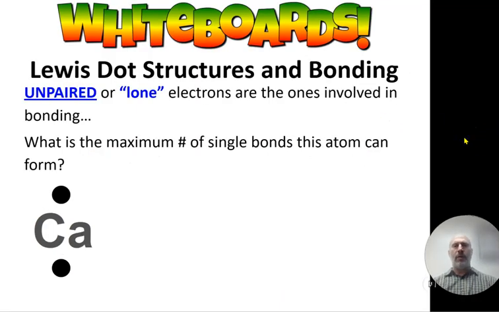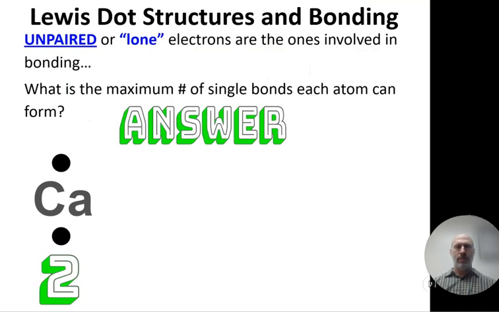Okay, so unpaired or lone electrons are the ones involved in the bonding. So if you have ones that are partnered up already, that means that they are not going to be bonding with another atom. But if you have a single electron by itself, it means it can bond. So if we know that, look at calcium. How many single bonds can it form? How many spaces does it have where it can connect to something? 2, right? I mean, it's got the 2 there, 2 open ones, so that one's good.